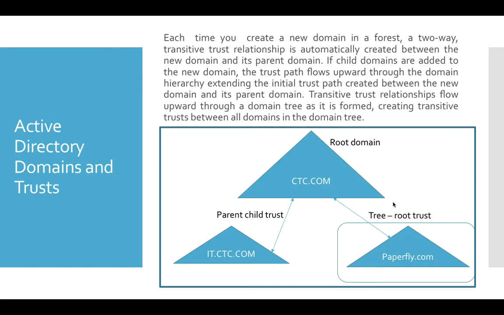Here you can see the root domain is ctc.com and the child domain is id.ctc.com. When this child domain is created, a two-way transitive trust is automatically created. And for the tree root trust, as paperfly.com is a part of the CTC forest, it will also create a two-way transitive trust.